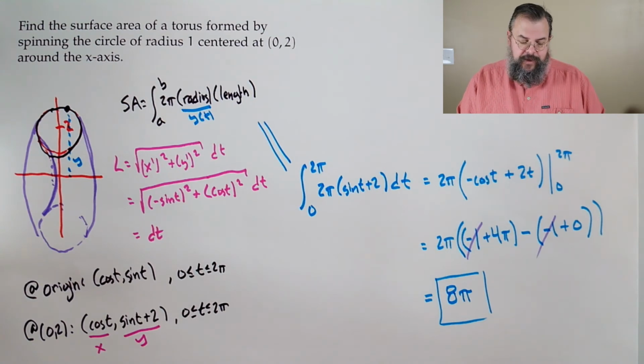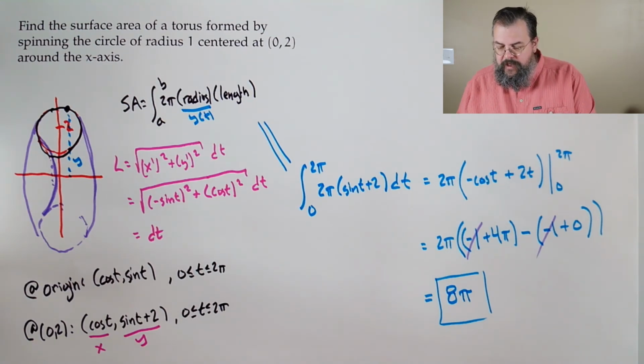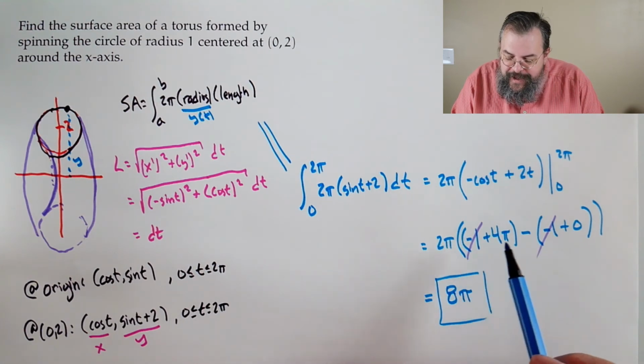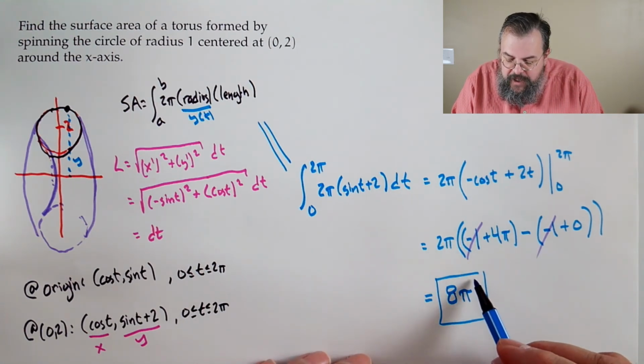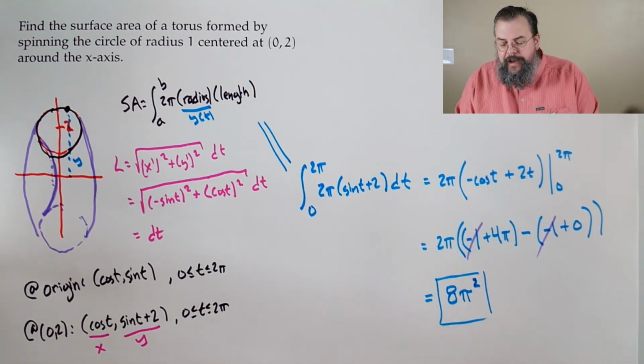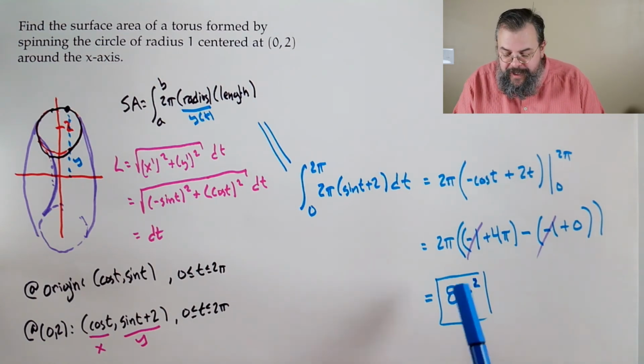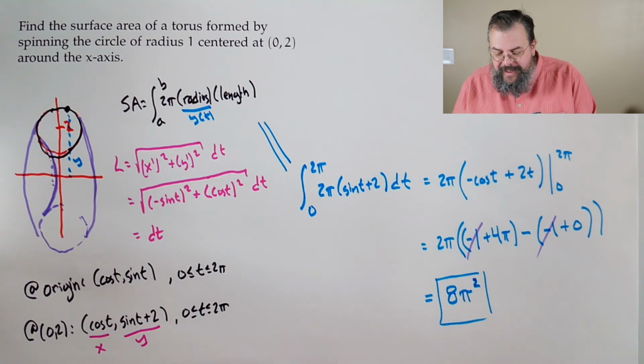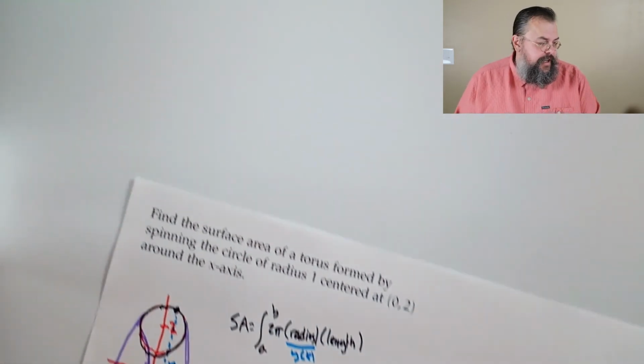All right. Well, good. Now, whoops, not 8 pi. 2 pi times 4 pi is 8 pi squared. I forgot to see that there's a second pi. Whoops. Still, beautiful. Nice, clean answer. All right, well, let's do another problem.